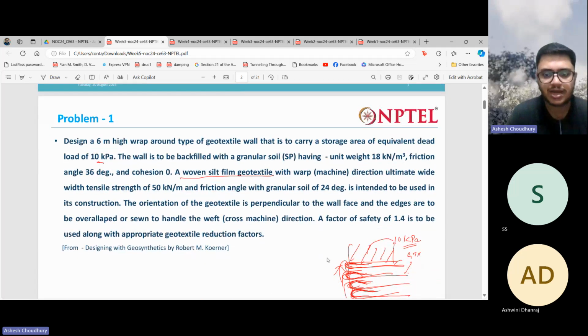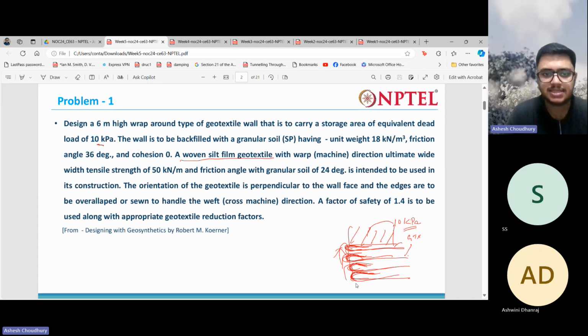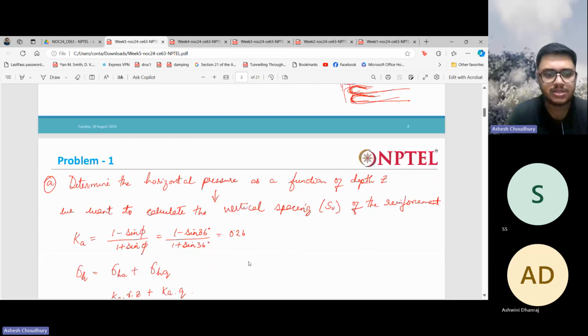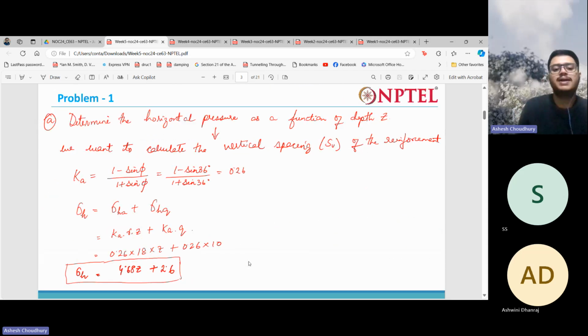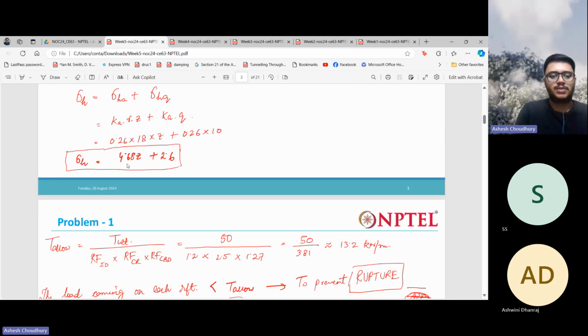So what we are asked is to design a 6 meter high wrap around geotextile wall. Okay, so what was the first thing that we did? First we determined the horizontal pressure as a function of any depth. Any depth from the top, we determine the horizontal pressure. So first we have the Ka, that is the active earth pressure, then we have the total horizontal pressure from the active earth pressure and then from the surcharge. So we added both, we got the horizontal pressure, right?